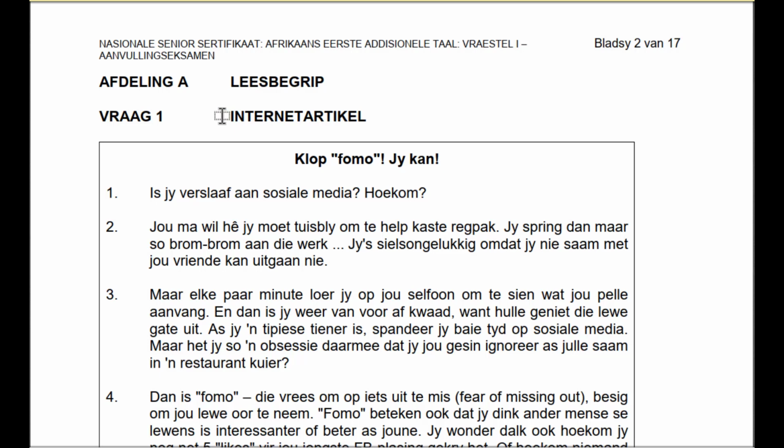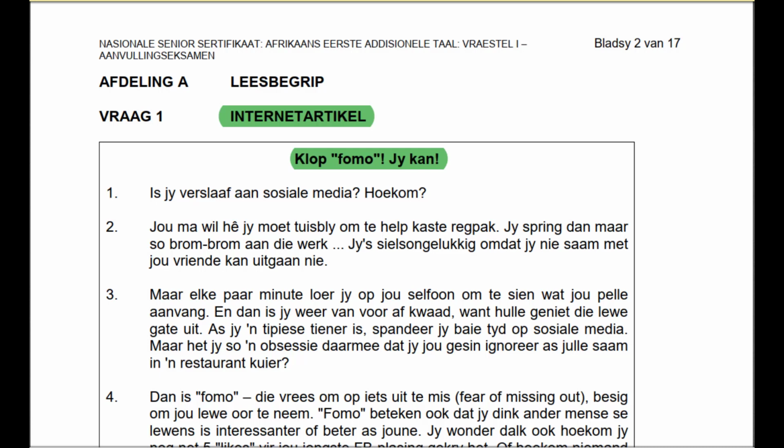Hier kan ek sien dit is 'n internetartikel en die titel van die artikel is Klop FOMO jy kan. Nou as ek dink aan die titel en wat dit kan beteken, in Afrikaans wanneer ons sê ons klop iets, beteken dit om iets te oorwin of iets te oorkom, en dan is daar die aanmoediging jy kan. So ek weet hulle probeer my aanmoedig om FOMO te oorkom.